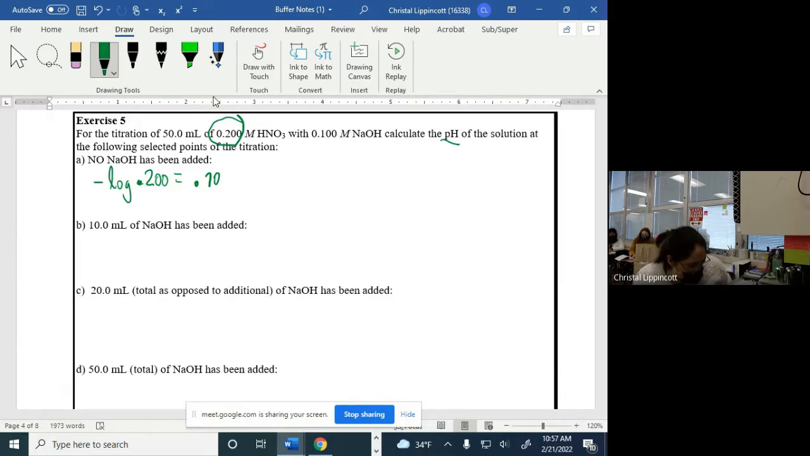All right. 0.1 mils of NaOH has been added. Now, the thing about this is that it's not a buffer problem. Why? Because you're adding base, not an acid. What did I just tell you had to be present in order to have a buffer solution? A weak acid or base and its conjugate salt. These are both strongs. So if they're both strongs, this comes down to a stoichiometry problem, not a buffer problem.